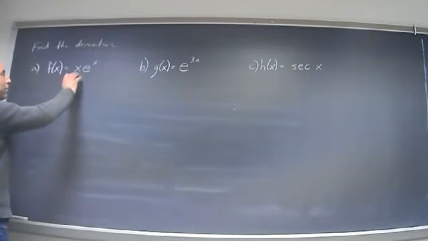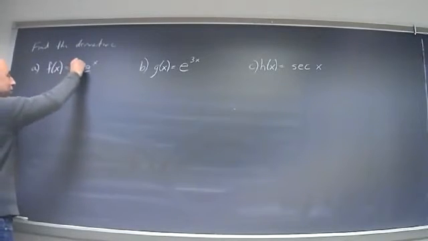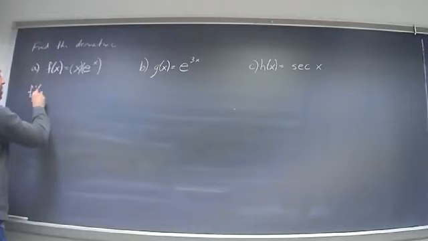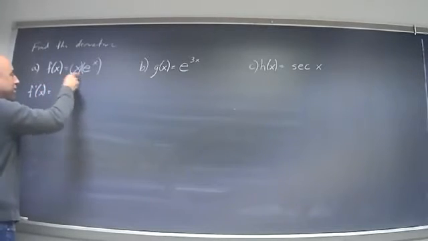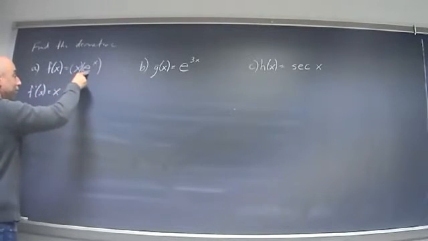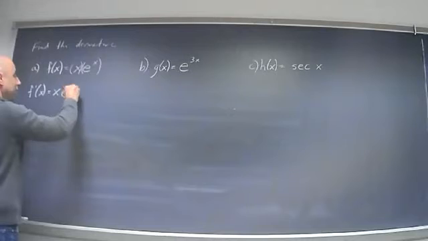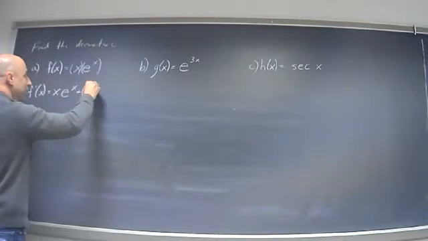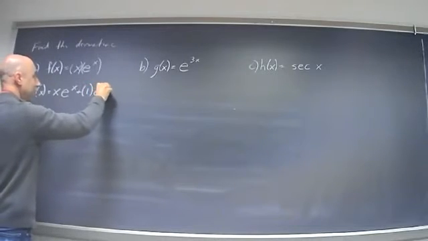So this first one, x times e to the x, that's a clear product. If you want, you can put parentheses around these, but it's certainly not necessary. So f prime of x equals first times the derivative of the second, derivative of e to the x is e to the x, plus the derivative of the first, which is 1, derivative of x is 1, times the second exactly as it is.